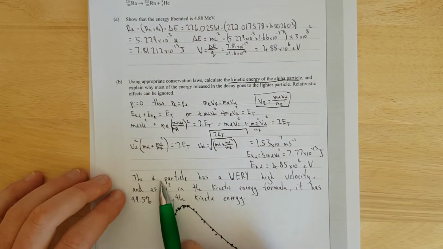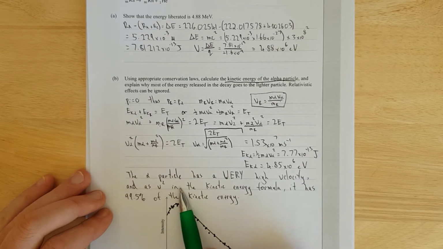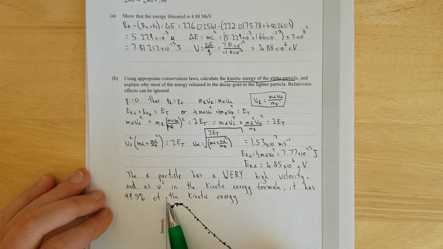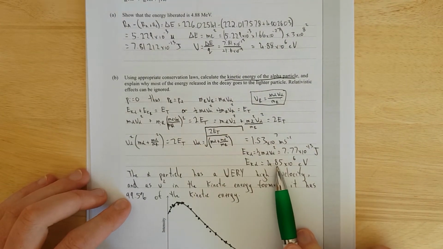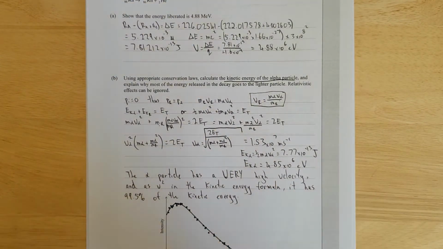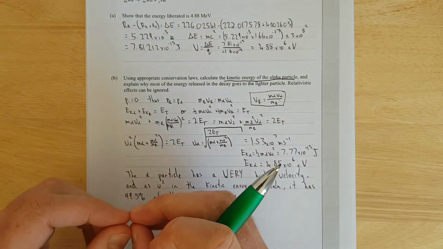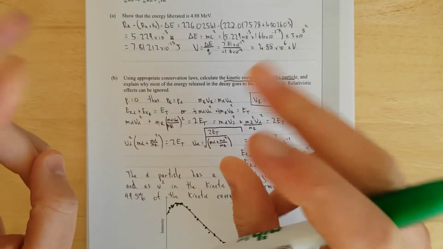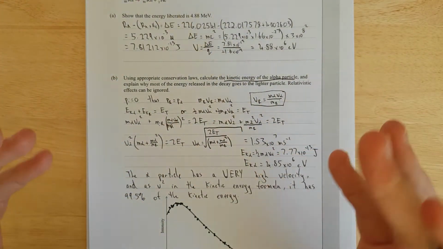Right, so I've said the alpha particle has a very high velocity. As v squared, or as velocity squared in the kinetic energy formula, it has 99.5% of the kinetic energy. If you get this number 4.85 and divide it by 4.88, you get 99.5. Going back to the 2020 scholarship question 3, this is essentially a mechanical impedance question, where you have 2 things undergoing some sort of collision. In this case, it's like an explosion, but conservation of momentum still applies.